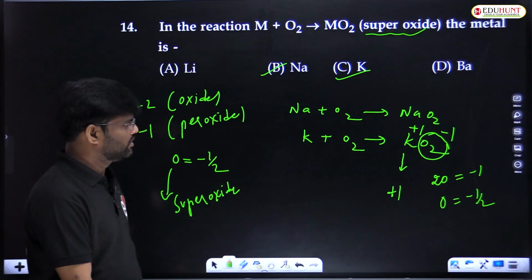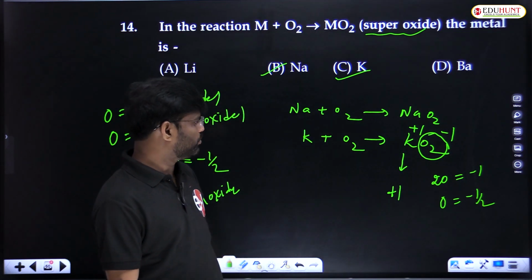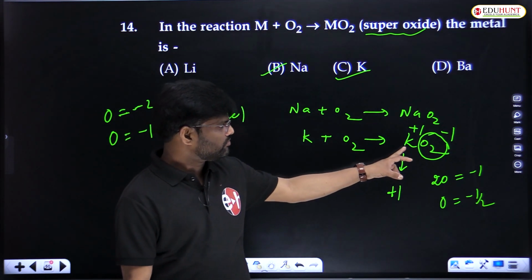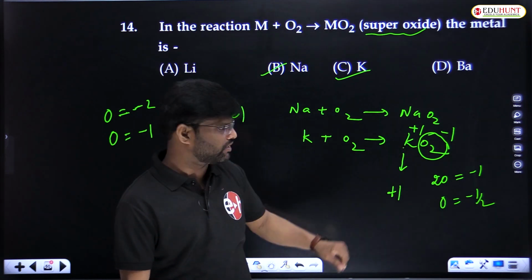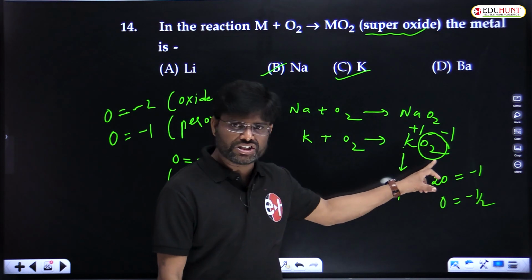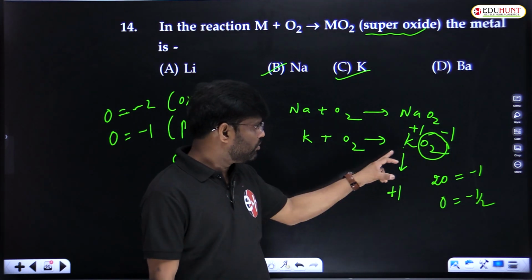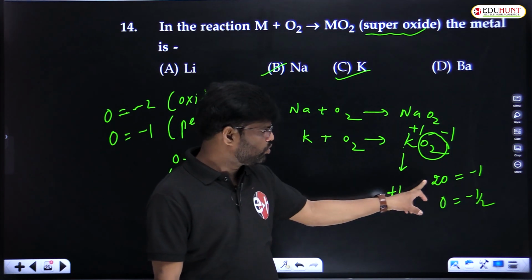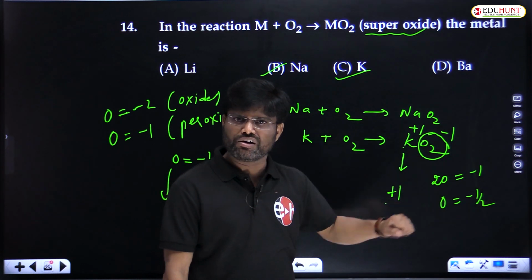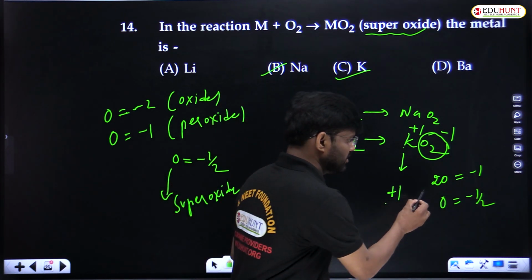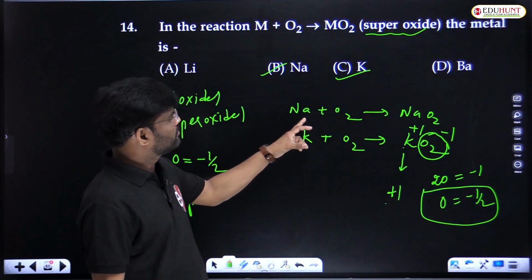Once again, see once. Potassium reacts with oxygen and forms KO2. Potassium is always plus 1. 2 oxygen charge, then automatically minus 1 because equal charges. Then 1 potassium charge is plus 1, 2 oxygen charge is minus 1. So 1 oxygen charge is how much? Minus of. This is called as superoxide. So, sir, what about sodium?